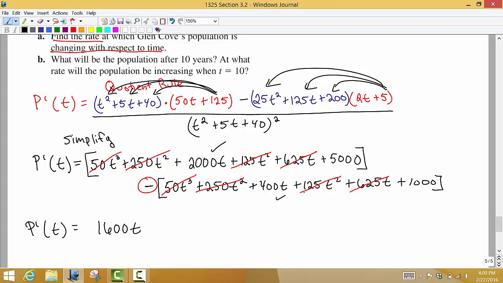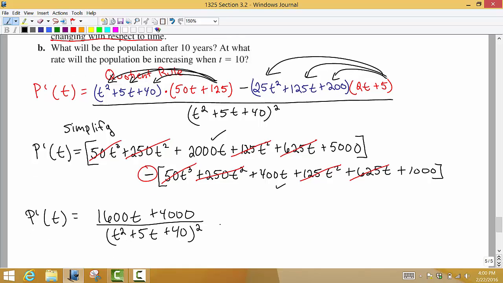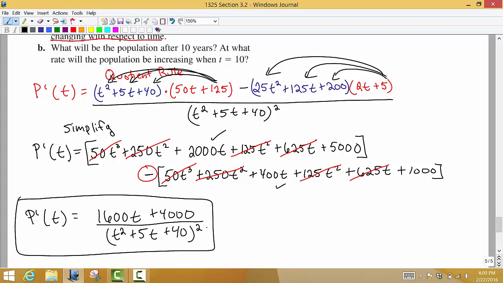So we got that. And then we have 5000 minus 1000. So that would be plus 4000. And that's all over that denominator squared. So we can simplify the numerator a little bit before we plug in the 10. All right, so this would be our simplified form of that derivative.